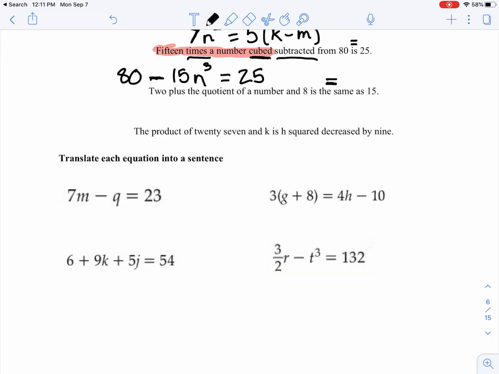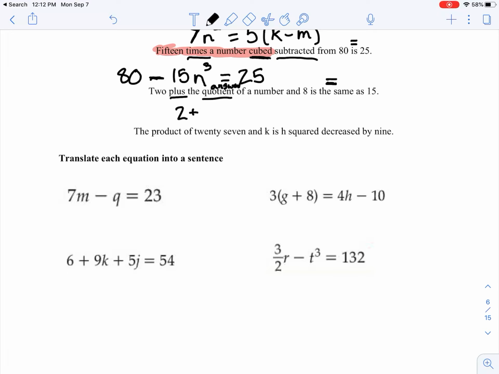Okay, "is the same as" means equals. 2 plus, that's obviously addition. Quotient. Now let's think about quotient. Again, quotient is the answer to a division problem, so we have to look for potential for doing parentheses on that, but we'll see. Quotient, good. That's all we have, I think.